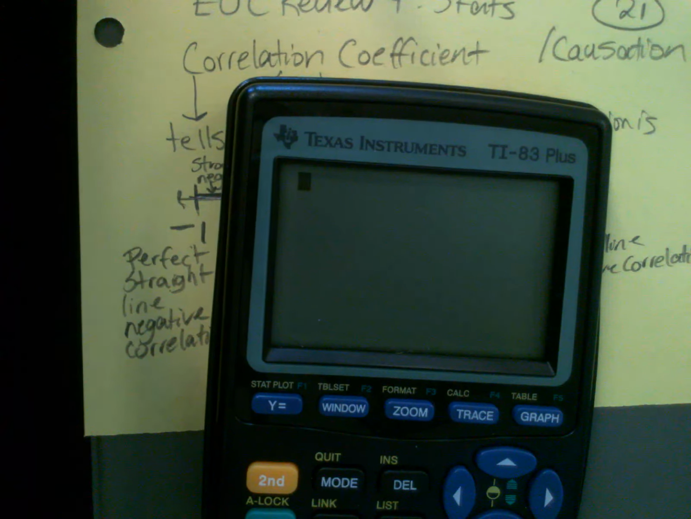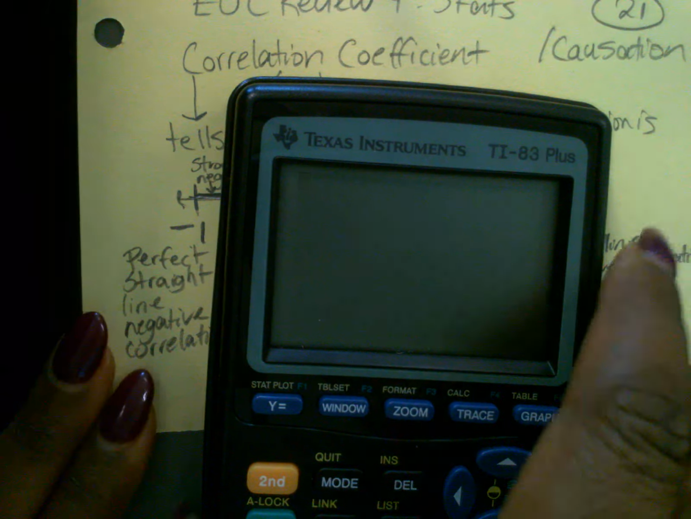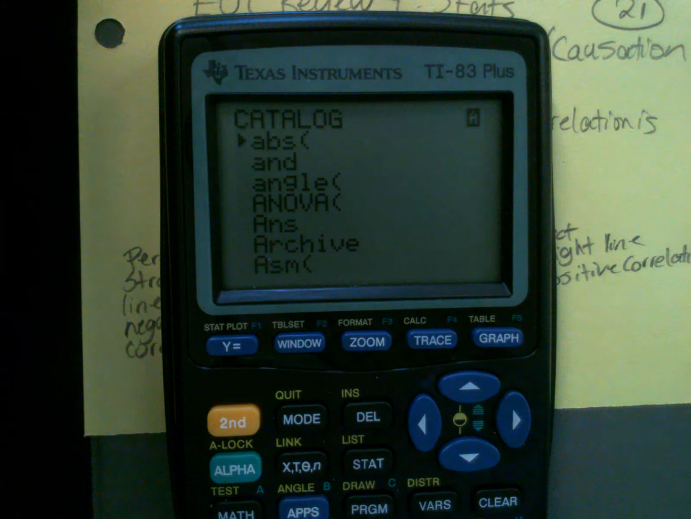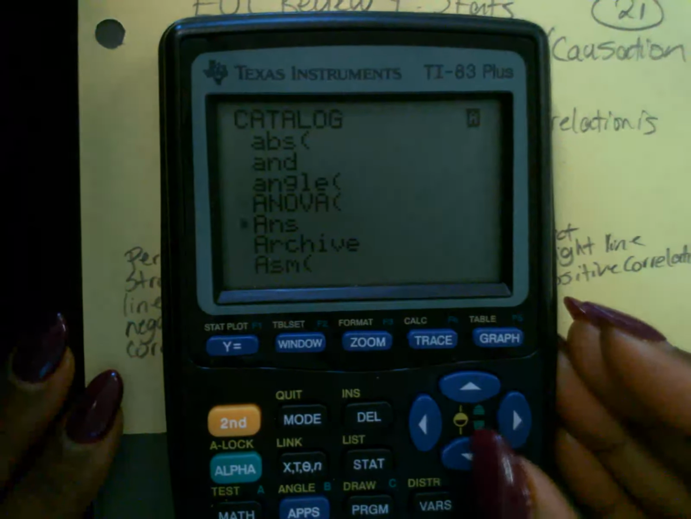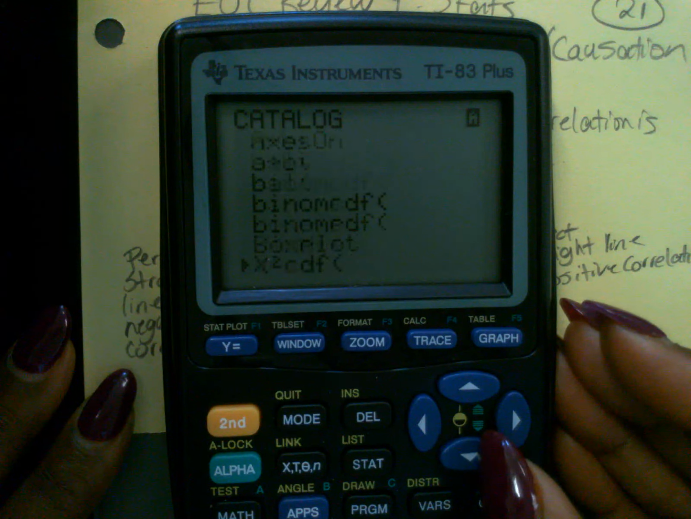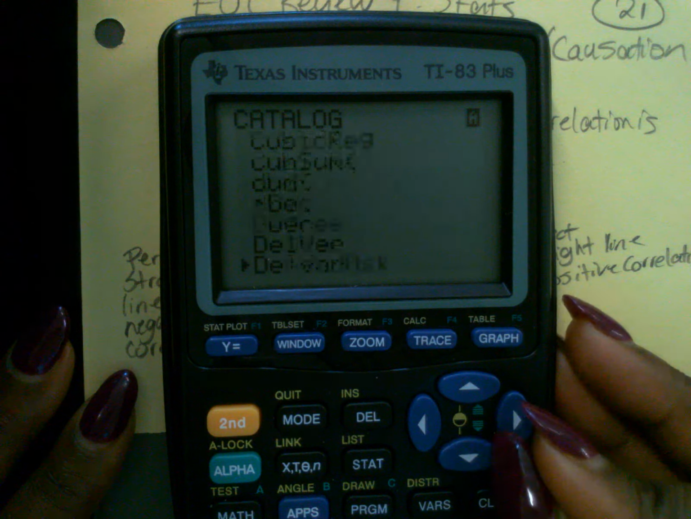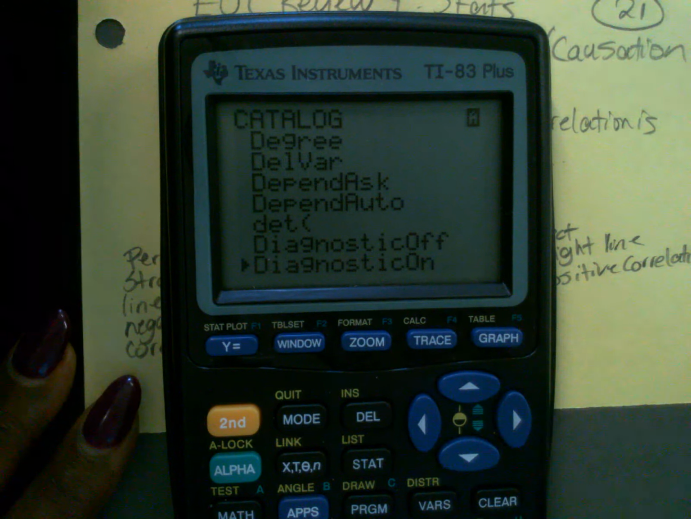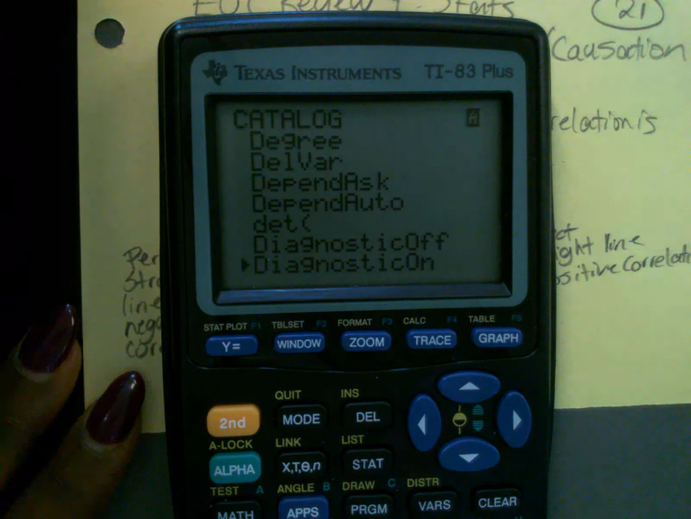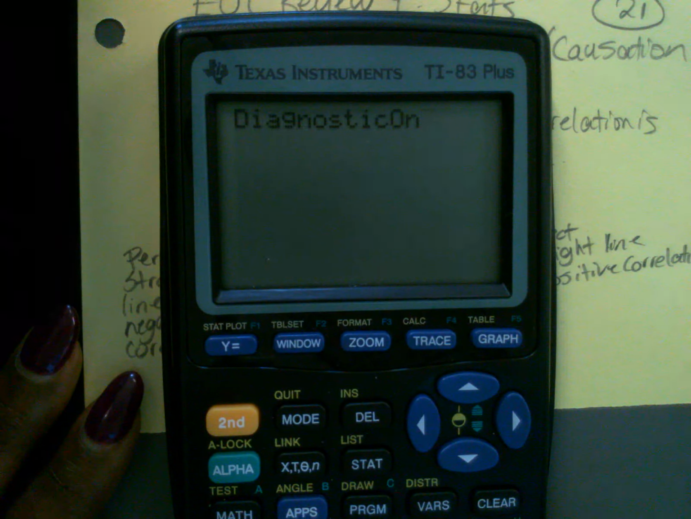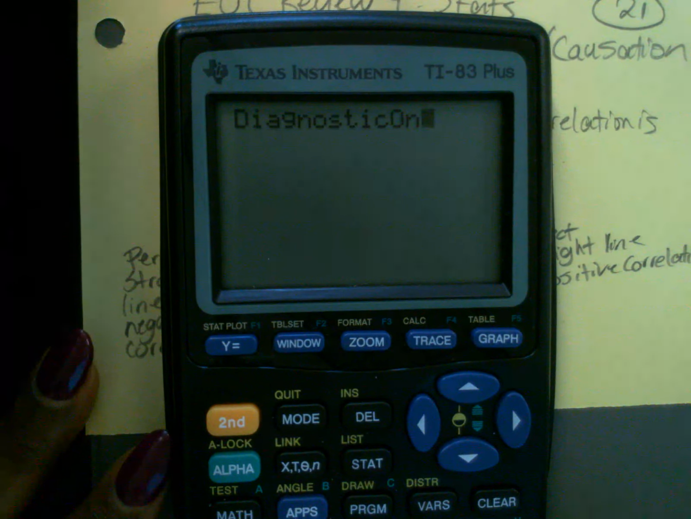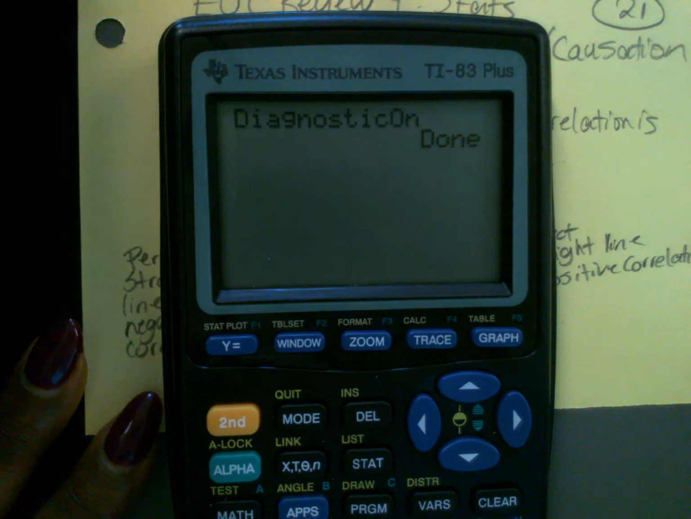So, we already typed them in. Let's clear that out. Now what we do is we go to catalog. That's second zero. Second zero is catalog. Does anybody remember that? Now we go to diagnostic on. It's two of them. Please make sure you choose the one that says diagnostic on. Press enter and press enter again. Please make sure you see done. Okay.